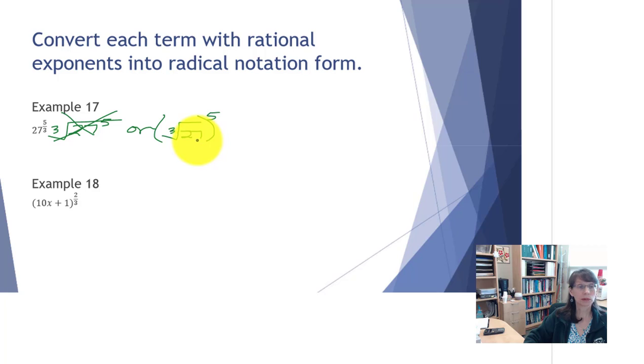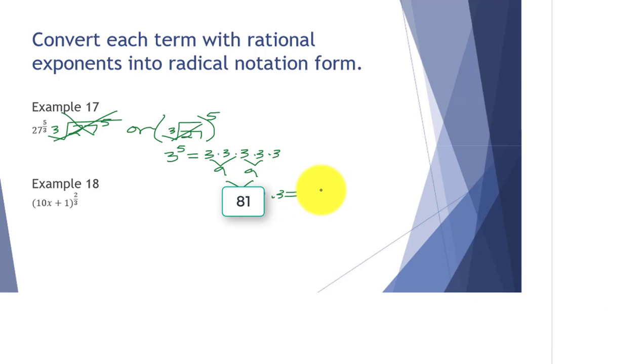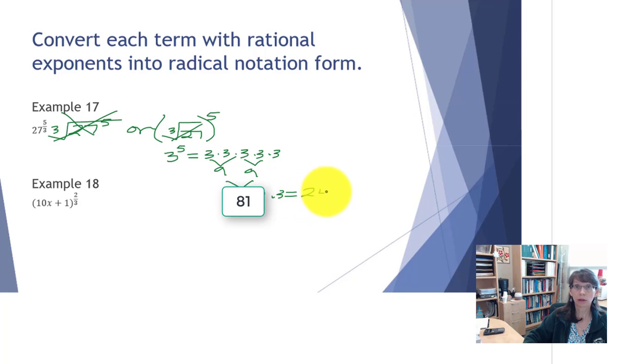The cube root of 27. Hopefully by now you're recognizing that 27 is a perfect cube. It comes from 3 times 3 times 3. So really what we have is 3 raised to the power of 5. So 3 times 3 is 9. Another 3 times 3 is 9. So that's really 81 times 3. And 81 times 3 is 243. There's our final answer.